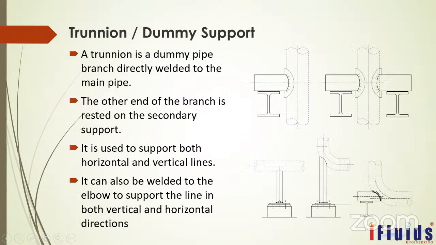A trunnion support or dummy support. This kind of support is directly welded to the main pipe. We will provide this kind of support for larger size pipes, generally for air lines, that is vapor lines. It is used to support both horizontal and vertical lines. This will be welded to the pipeline, and it will be welded from the bottom support also, like an anchor support.